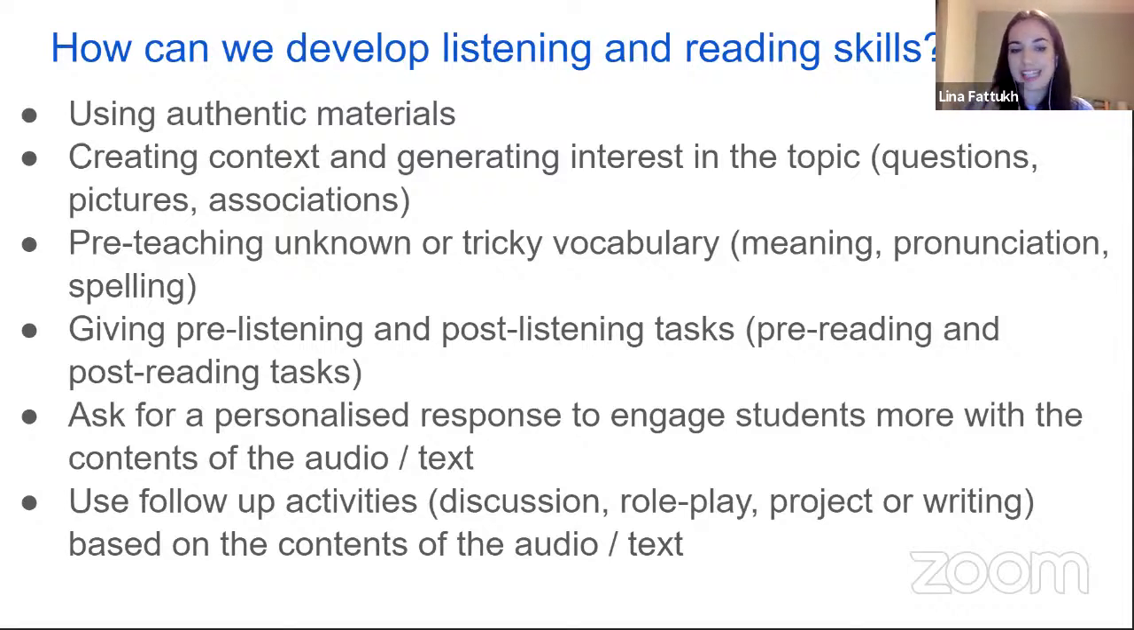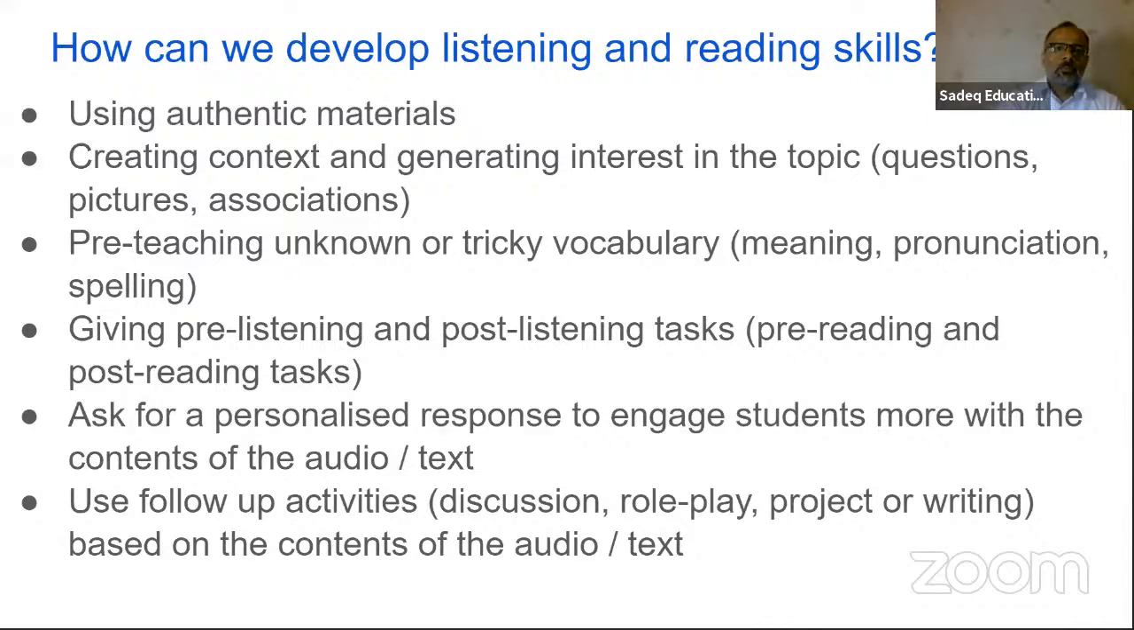So we use the text or the audio for discussions as a class, for some role plays, for projects where you have to draw or write something based on what we have been talking about. So this is, in short, what a reading or listening lesson would look like. So you learn new vocabulary, you practice listening, or you practice reading and finding specific information in the text to complete your task. And as a follow-up activity towards the end of the lesson, you actually produce something. Yes, so the students either speak or they write or they create something. Okay, so this is it about listening and reading.